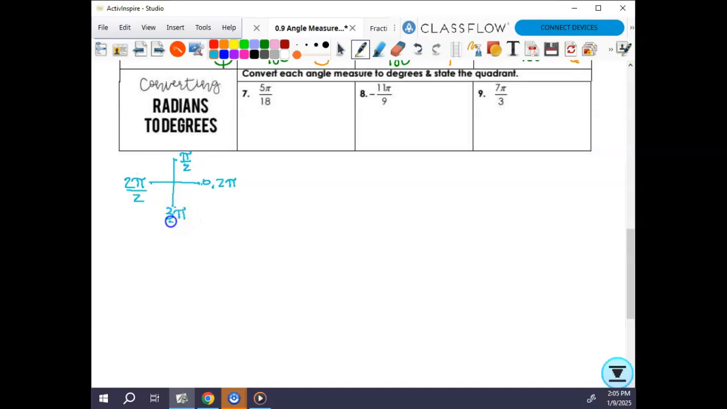See how easy that made that? And then if I go one more, that would make this 4 pi halves. And 4 pi halves is just 2 pi. So when thinking fractionally, that's what I mean by thinking fractionally, okay? So that's going to help us.